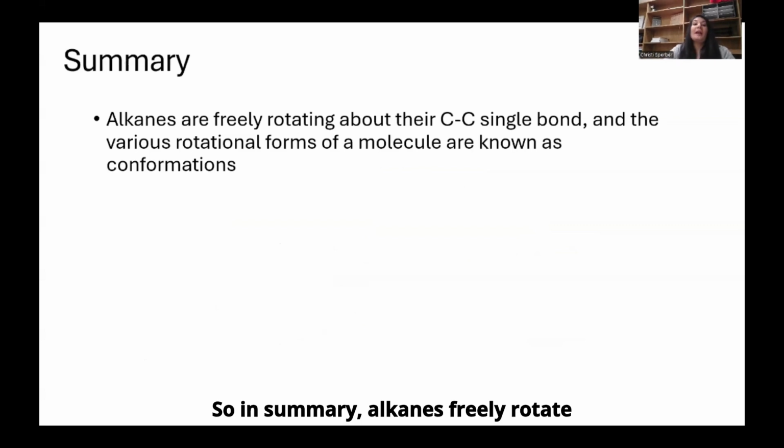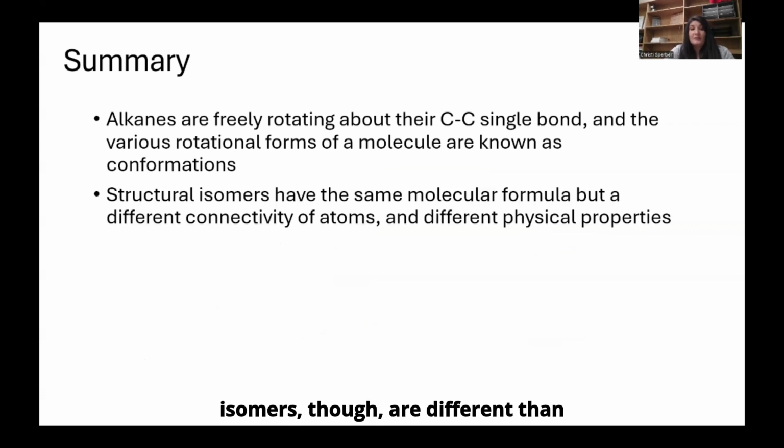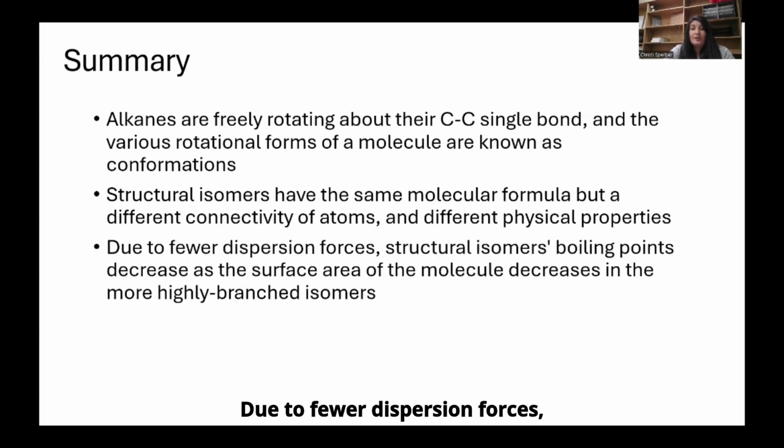So in summary, alkanes freely rotate around their carbon-carbon single bond, and the various rotational forms of a molecule are known as conformations, or conformational isomers. Structural isomers, though, are different than conformational isomers. Structural isomers have the same molecular formula but different connectivity of atoms. They're bonded differently, and therefore have different physical properties. Due to fewer dispersion forces, structural isomers' boiling points decrease as the surface area of the molecule decreases in more highly branched isomers. So the more branching you have in structural isomers, the lower your boiling point is going to be.